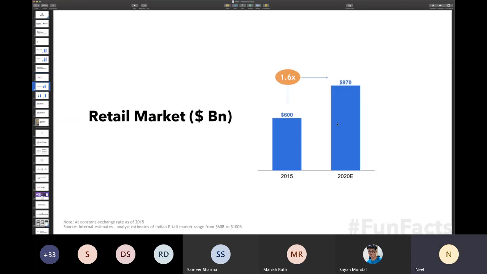To talk in terms of pure business perspective, and this is purely e-commerce because I come from an e-commerce background, so it only pertains to commerce as a market. There are other market initiatives that are also there. We can discuss it later. So if you look at the retail market size of India, it was around $600 billion in 2015, and by the end of 2020, it could be around $100 billion.